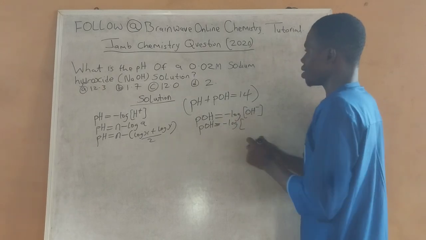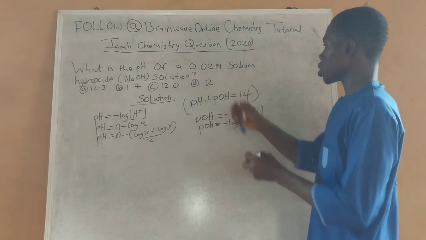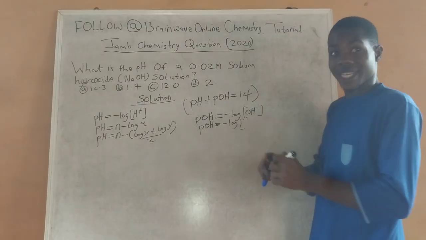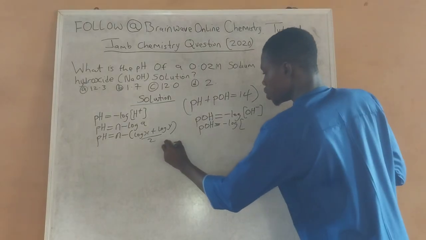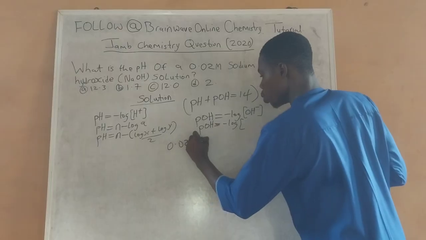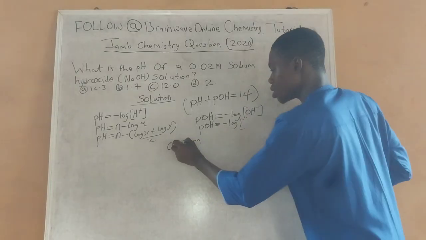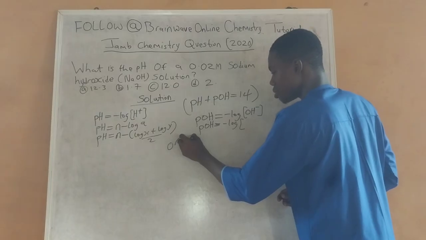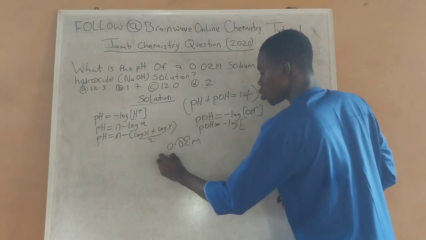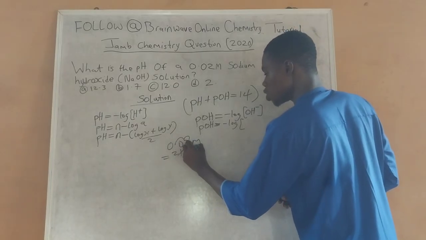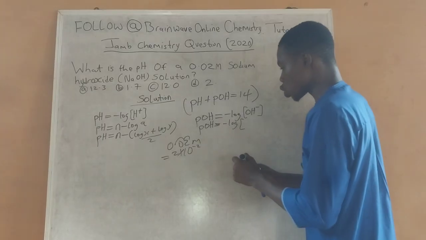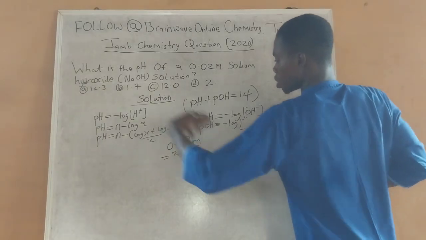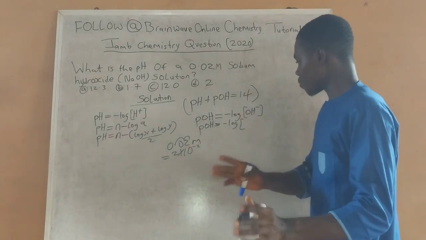Now the hydroxide ion concentration they gave us was 0.02 mole. We're going to take it to standard form. By taking it to standard form, we're going to move the decimal point 2 times: first time, second time. It now becomes 2 times 10 raised to minus 2. It is minus 2 because I'm moving to the right-hand side. It will be plus 2 if we're moving to the left-hand side. Please, let's take note of that also.